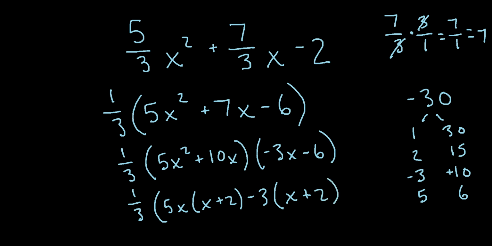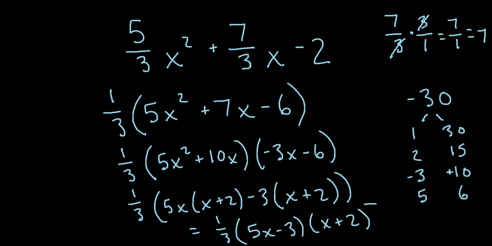Now notice that these two parentheses are the same, so what we can do is write our final answer as, we still have this 1/3, so 1/3 times 5x minus 3, and then x plus 2. And that will be our final factored form.